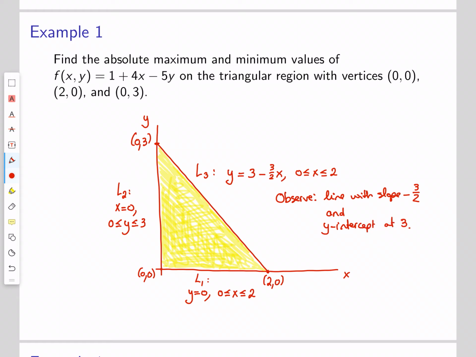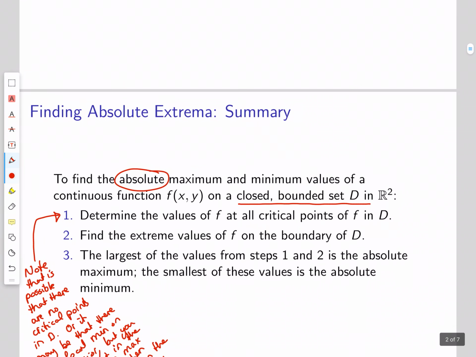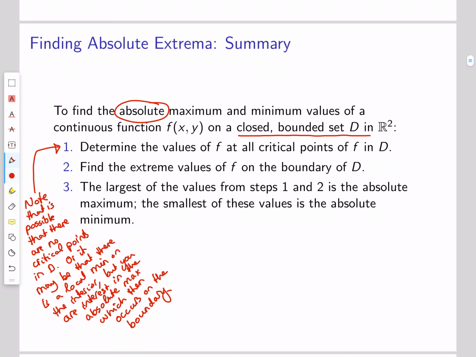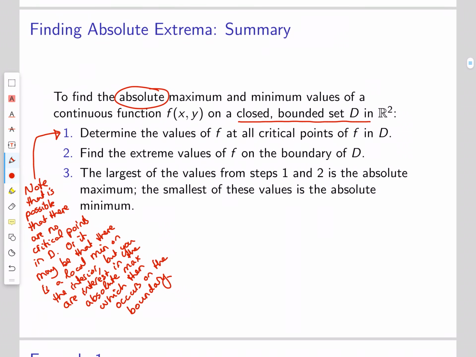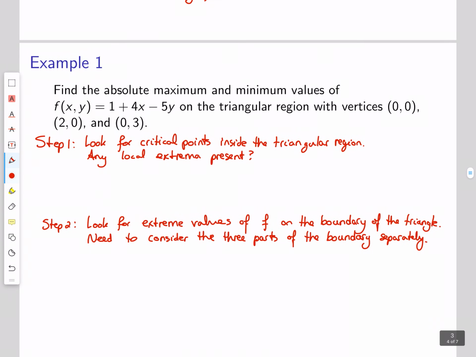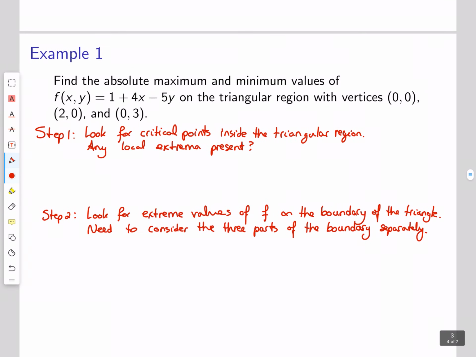All right, so we have just characterized the boundary, and now we have set up the problem so that we can do steps number 1 and 2 of that algorithm over here, right? So we're going to start with finding the values of f at all critical points, and then we'll go on and consider all components of the boundary. All right, so example 1, we are now on this page, right?